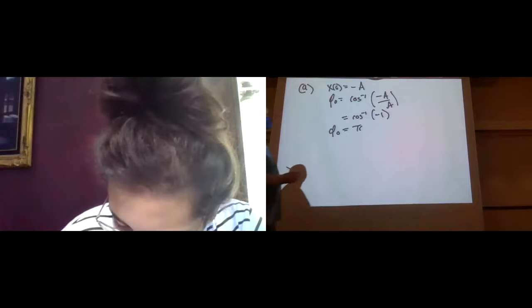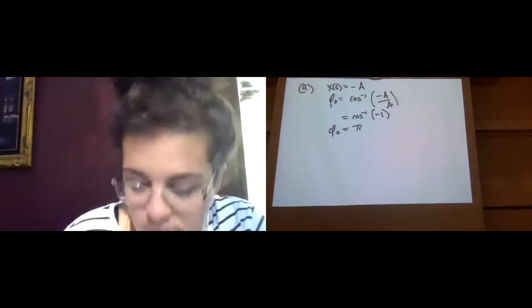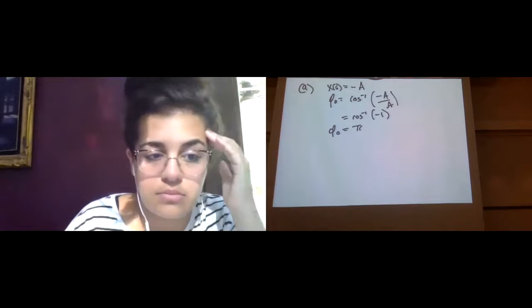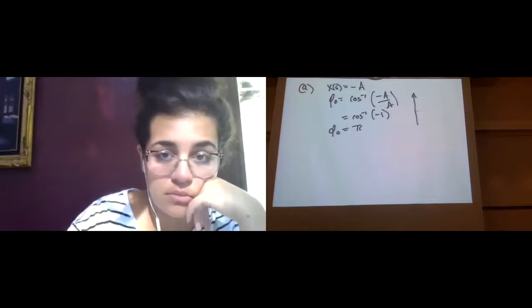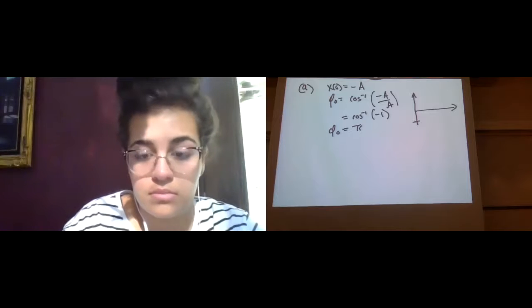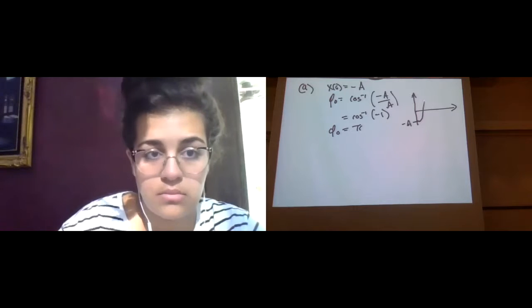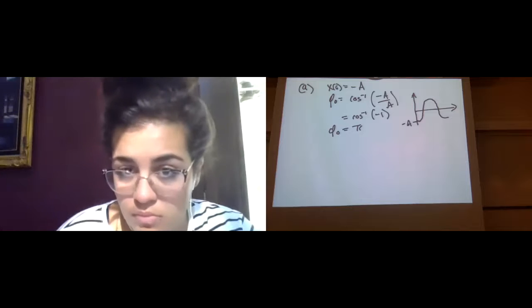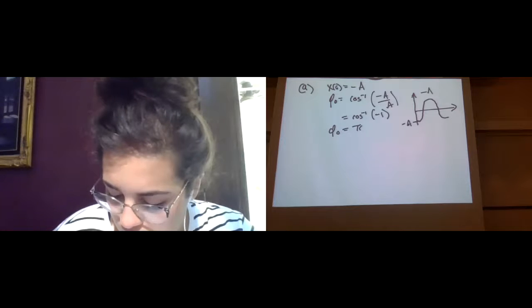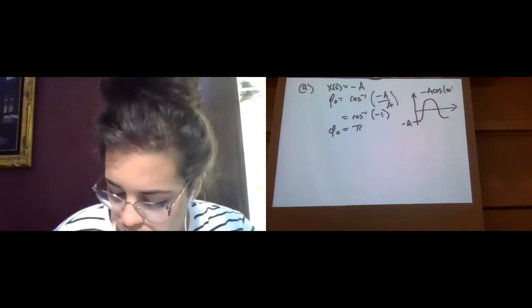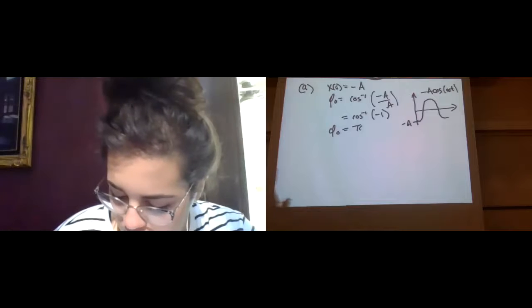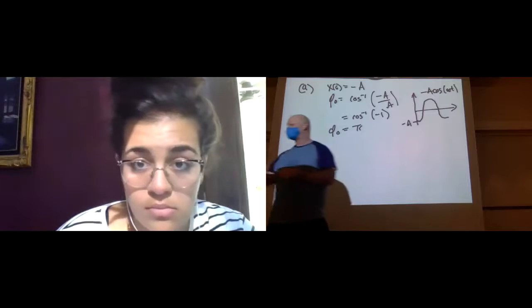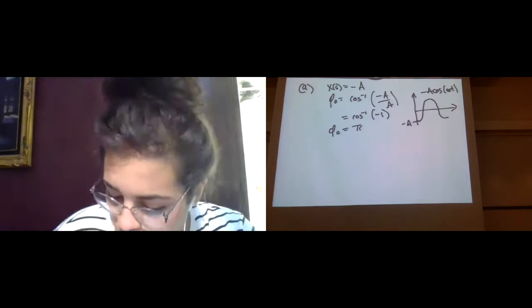Here, this says it starts off at the negative of the amplitude. So if I plotted this, it would start off here at negative A and then oscillate like this, which means that this would be a negative cosine curve. This is negative A cosine of omega t. So remember, pi in this case is going to bring it to a negative value.